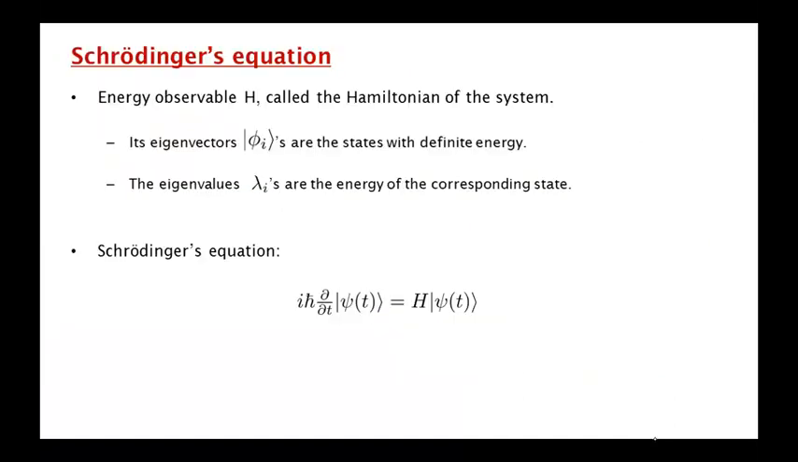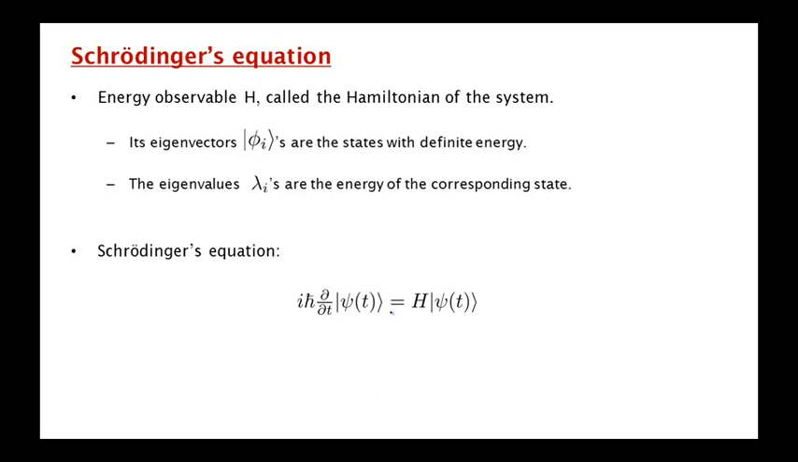Okay, so just to recall, the Hamiltonian of the system is the energy observable. Its eigenstates are the states of definite energy, etc. And Schrödinger's equation says that the evolution of the system is intimately tied to the Hamiltonian. Right? It's a differential equation which governs the evolution of the system, and it intimately ties the change in the state to the action of the Hamiltonian on the state. So where does all this come from?